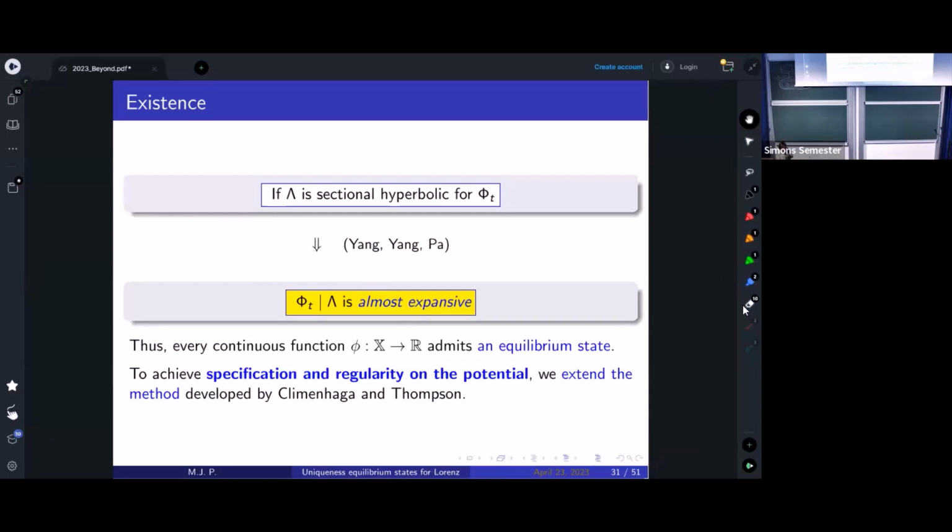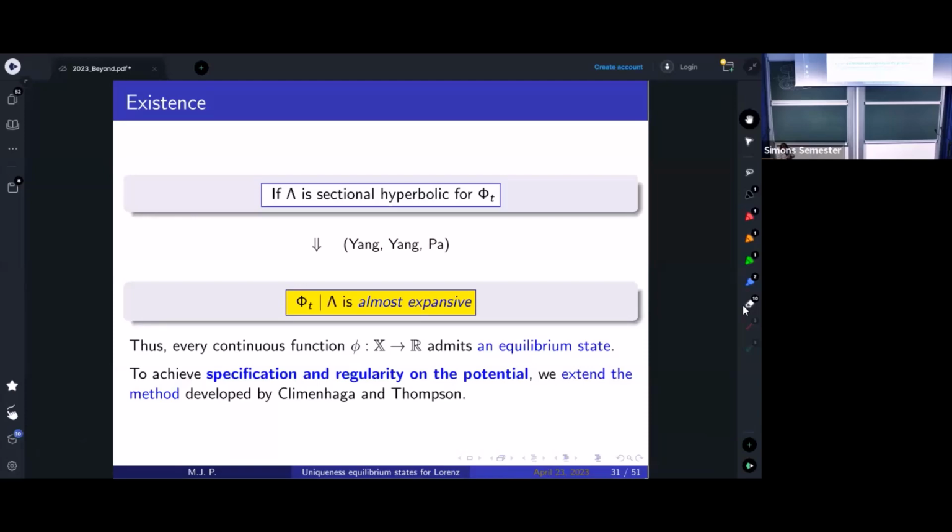We are trying to prove our theorem that there is an open and dense set of flows such that for each attractor there, under some conditions, you have a unique equilibrium state. First, you have to prove the existence. The point is that, in earlier work with Jiagang, we proved that if lambda is sectional hyperbolic for the flow, then the restriction of the flow to the attractor, to the sectional hyperbolic set, is almost expansive. Then the existence is guaranteed by what I said before.